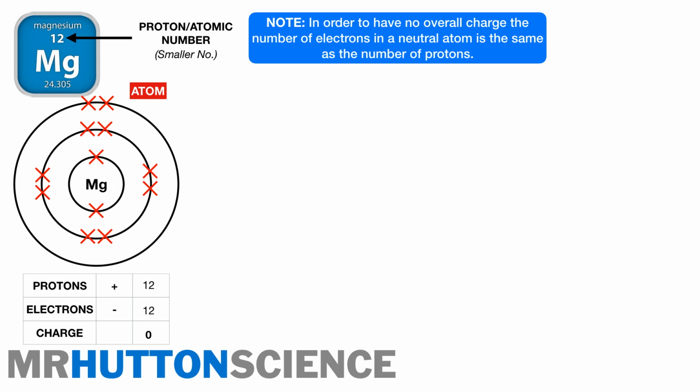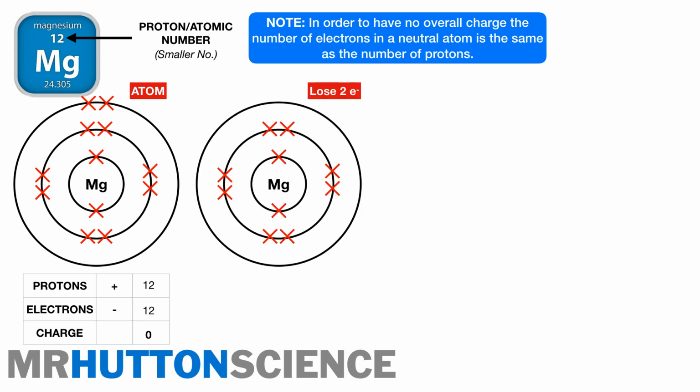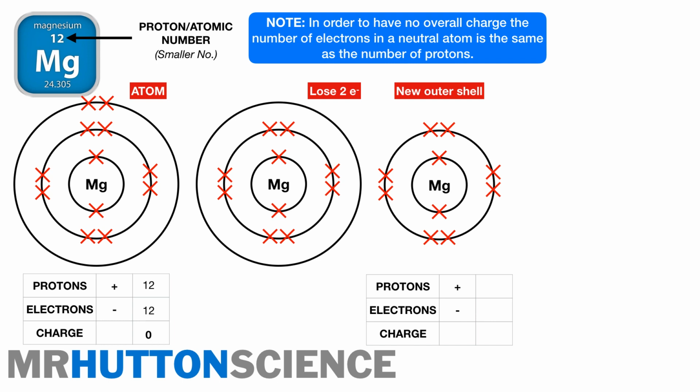There's no charge. Right, atoms are lazy. Are we going to gain or lose electrons? What's the easiest? Gain 6 or lose 2? Atoms are lazy. They're going to move the fewest amount possible, so they're going to lose 2 electrons. So there we go. Magnesium's outer shell is empty now, but it's happy because it's got a full shell. The next shell down, the new outer shell, is full.